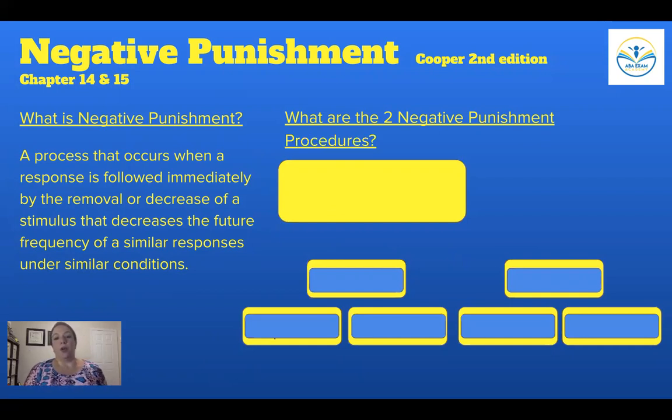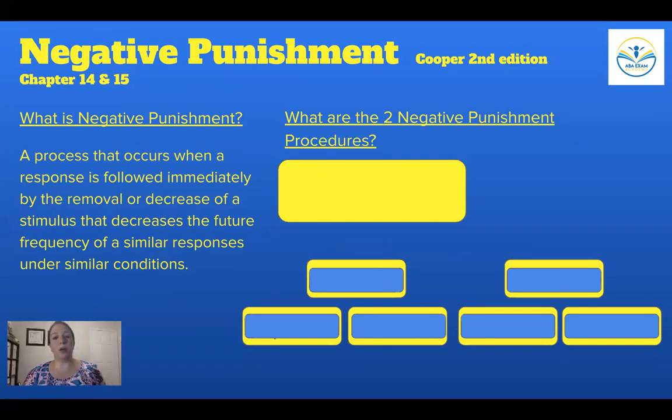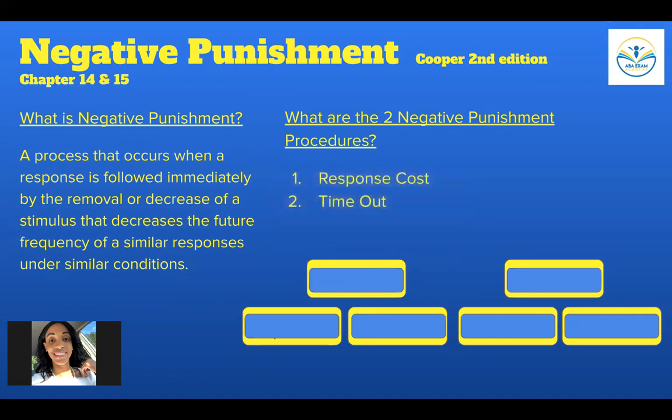Okay, so what are the 2 negative punishment procedures? There's only 2. Escape? No, let's try again. Timeout. Yep, and response cost. Response cost and timeout. Very good.